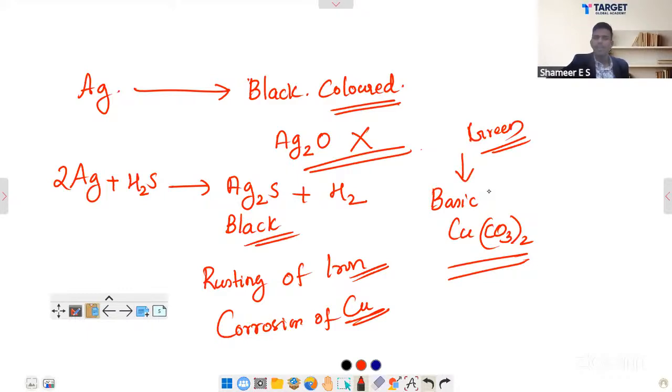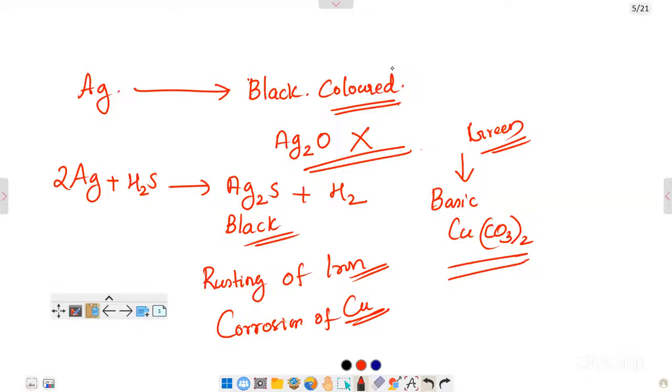Okay, is it clear? Please unmute and say whether it is clear or not. Okay, let it be interactive. Okay. Yes, sir. Okay. Can you show the equation for this, for copper carbonate formation, right? Yes, sir.